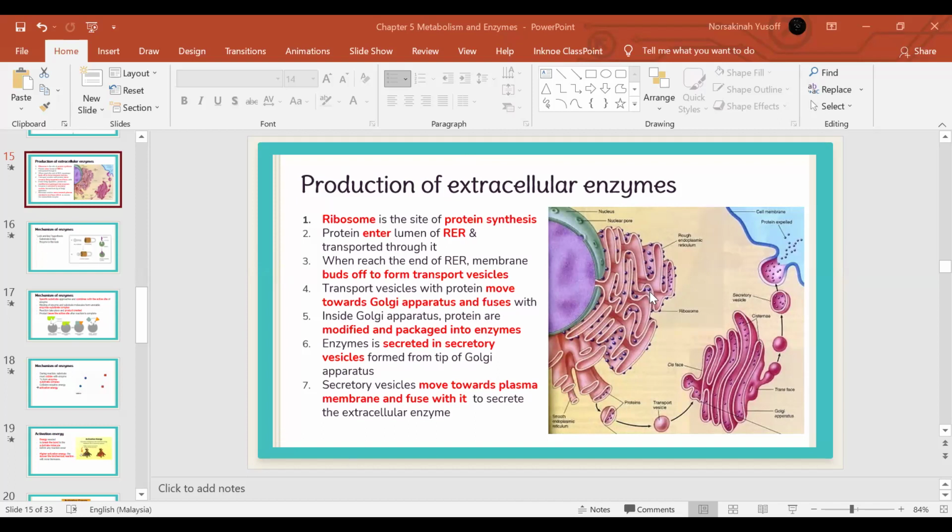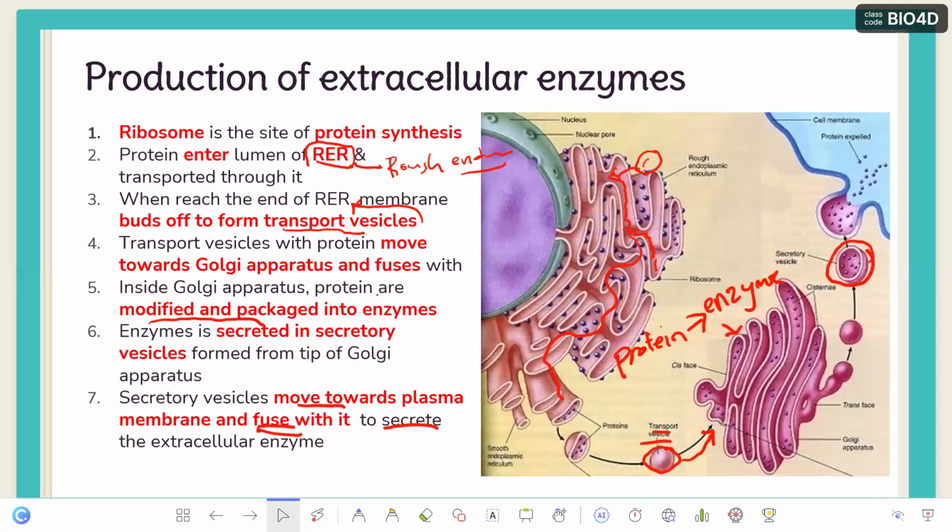Make here, move along, fuse out, become transport vesicle, and then go to the Golgi apparatus, move along, modify, and then fuse out. Okay, and then become secretory vesicle, and then go to the plasma membrane and then fuse out. Well, I cannot make it full screen. Full screen. Okay. All right.